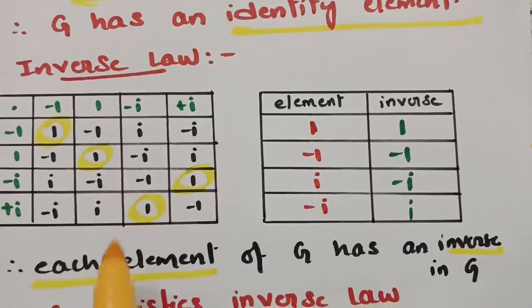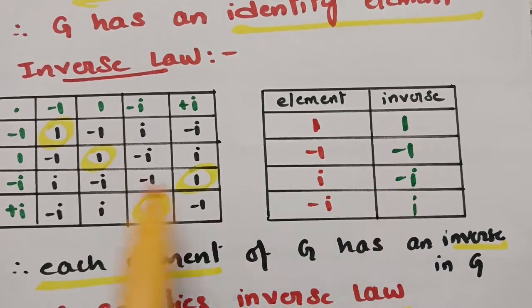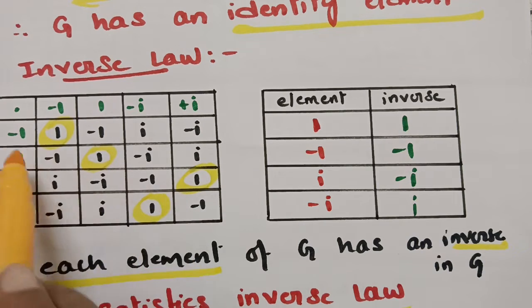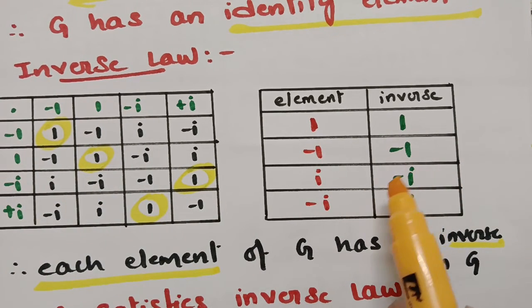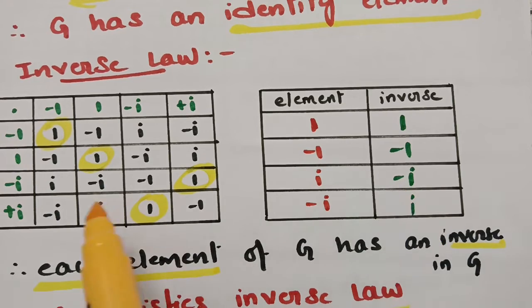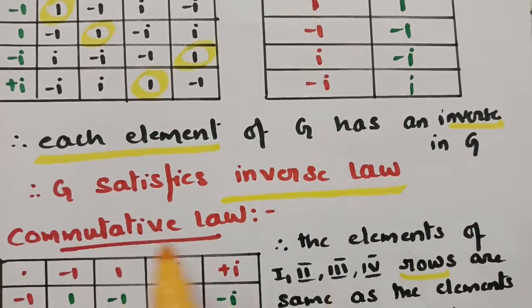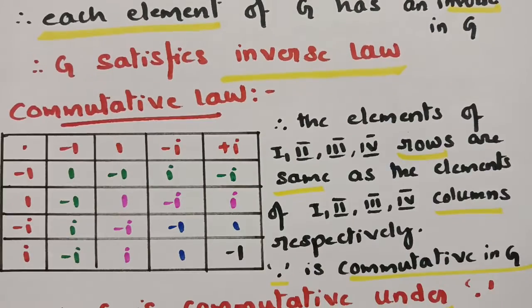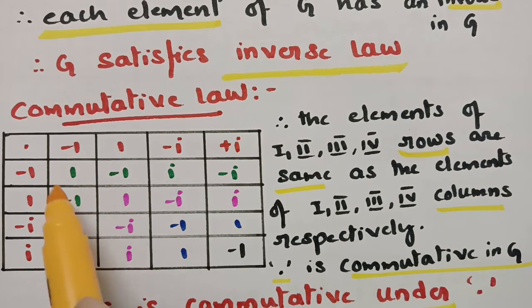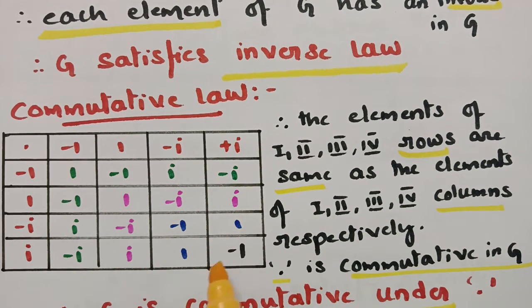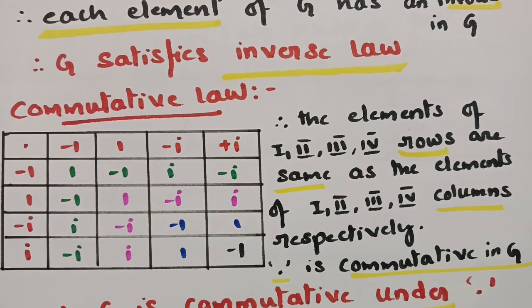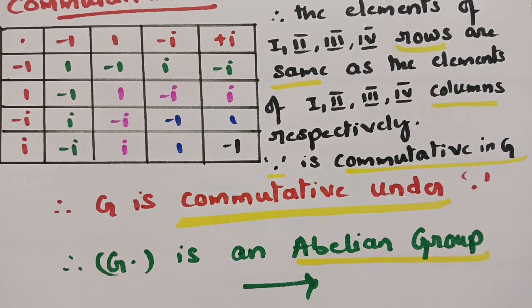And see here, inverse. In order to find the inverse, here is the logic: for each and every element, the identity element should be plotted, and each and every inverse should be traced from this composition table. And therefore we say that each element of G has an inverse in G, and therefore G satisfies the inverse law. And from the composition table we can check that rows equal columns, and therefore we say that it satisfies the commutative property. And therefore, if all the five properties, that is closure, associativity, identity, inverse, and commutative law hold, we say that G dot is a finite abelian group.